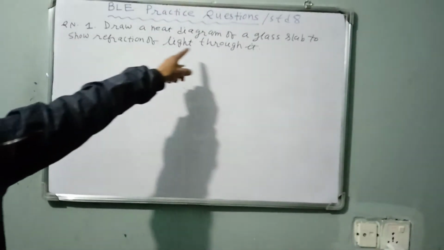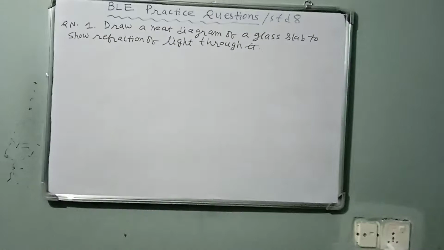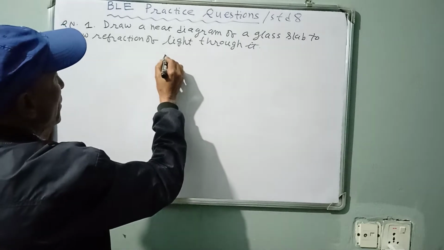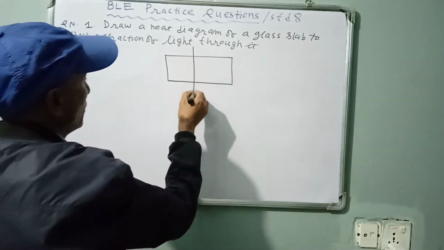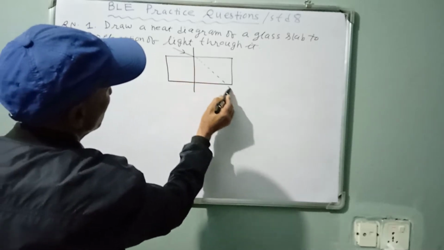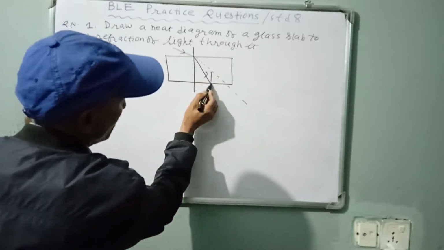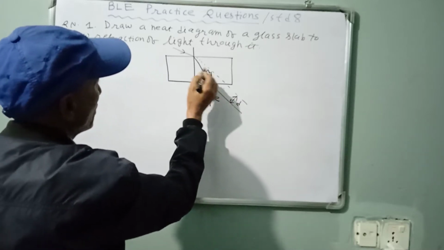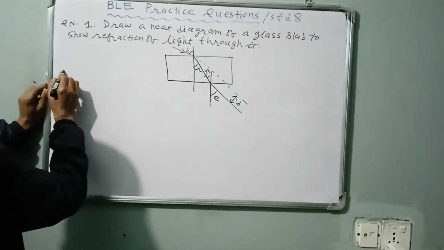Question number 1. Draw a neat diagram of a glass slab to show refraction of light through it. I've already done it, but for the sake of convenience, I'm going to solve it. Angle of emergence, refraction, angle of refraction, angle of incidence. Draw and label.